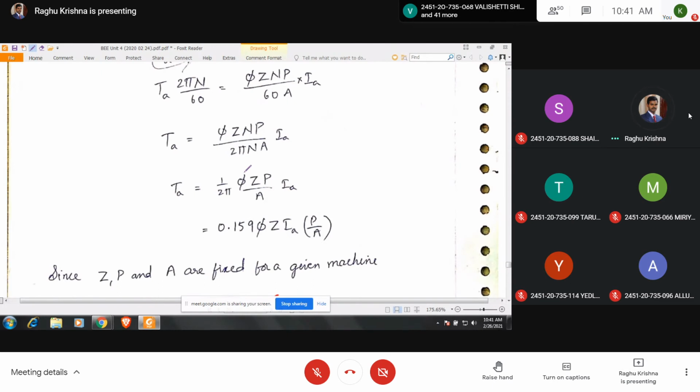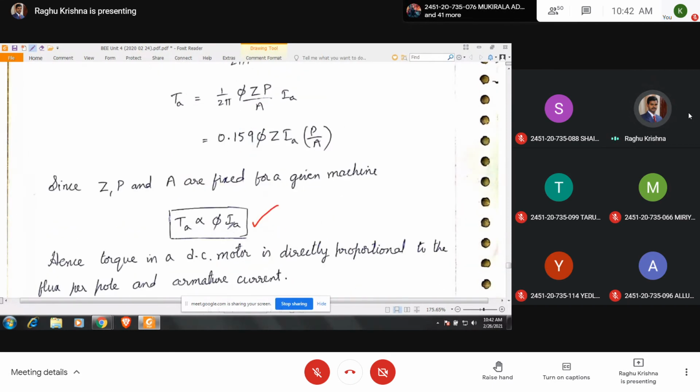Torque can be written as 0.159 phi Z IA into P by A. For a given machine, you cannot change the poles, you cannot change the winding, so P and A will be constant. You cannot change the number of armature conductors. So the only varying parameters are flux and IA. So finally, torque is proportional to flux and IA.